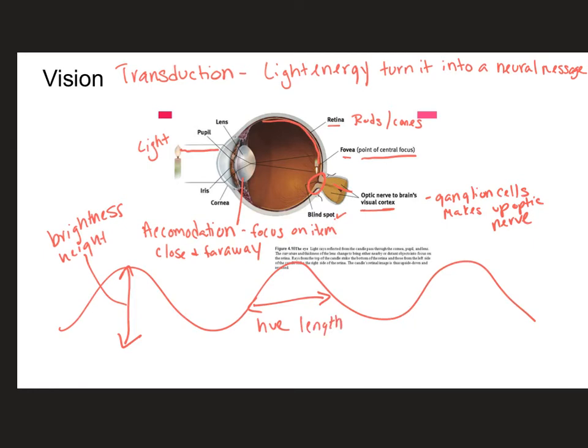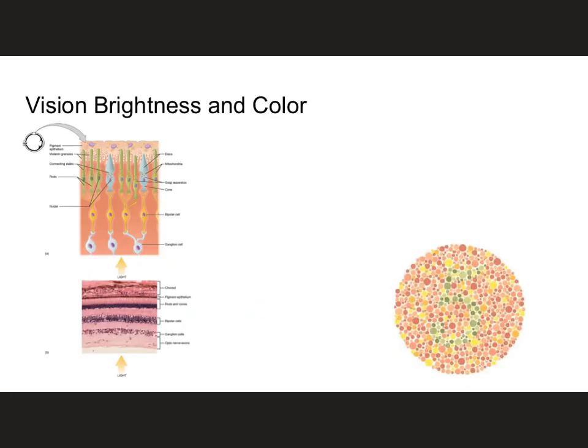And so this is how we see. Okay, so vision, brightness, and color. So we just got done talking about the wavelength, and I wanted to talk about that first because that's going to help you understand the rest of this.